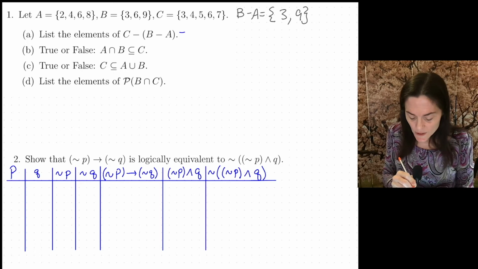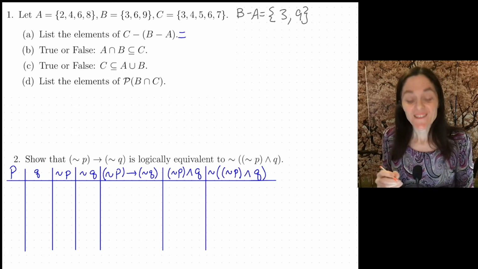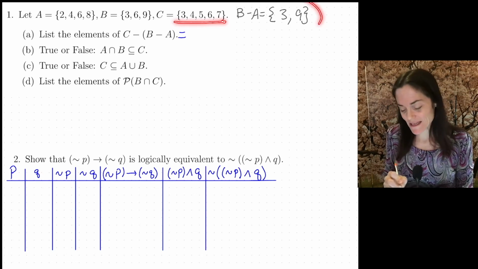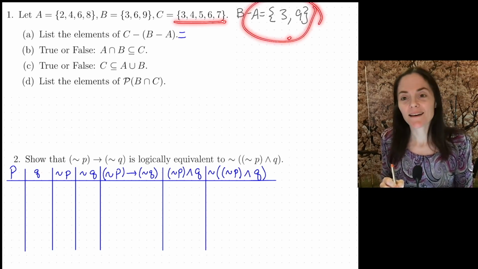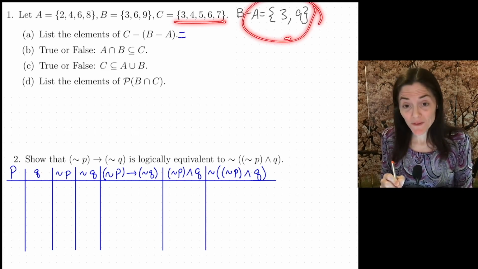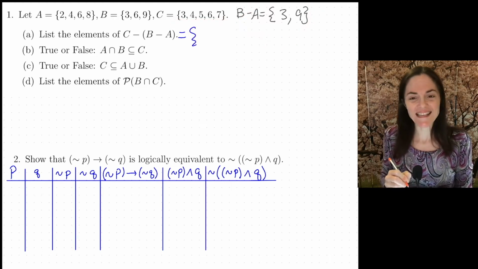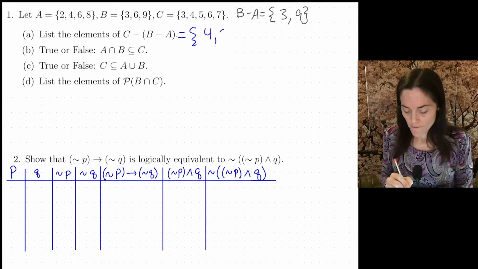Now let's jump into letter A. We start with C here, and then we remove the elements in B minus A. Well, you see, that's just removing element 3. So C minus (B minus A) is the set 4, 5, 6, and 7.